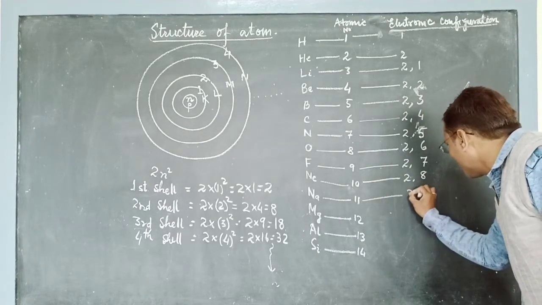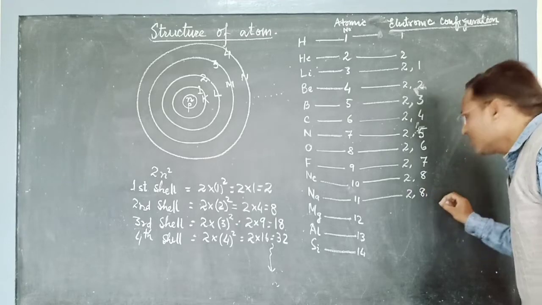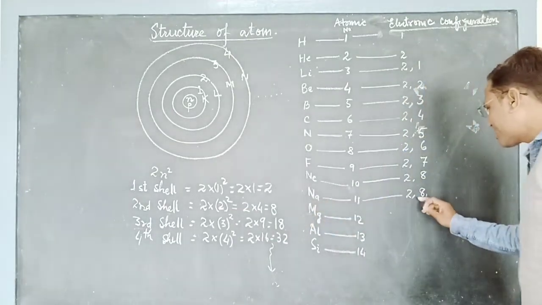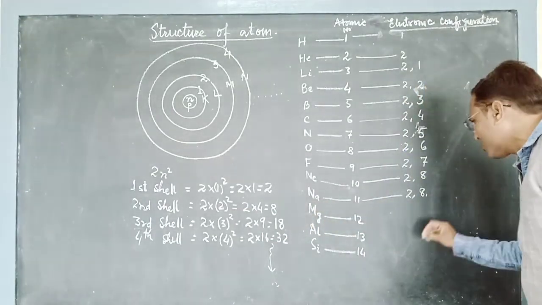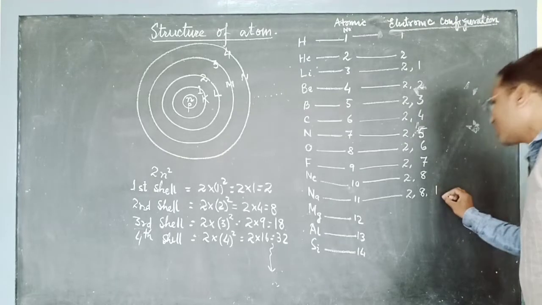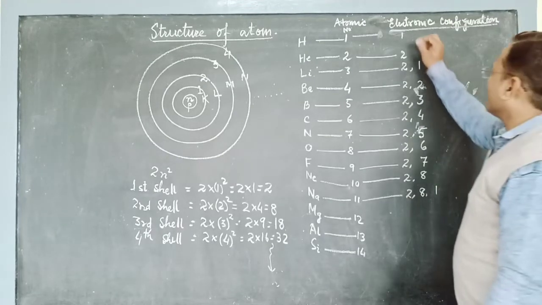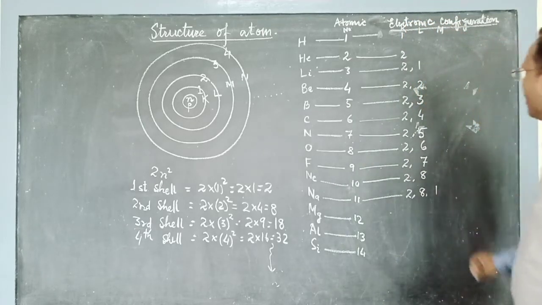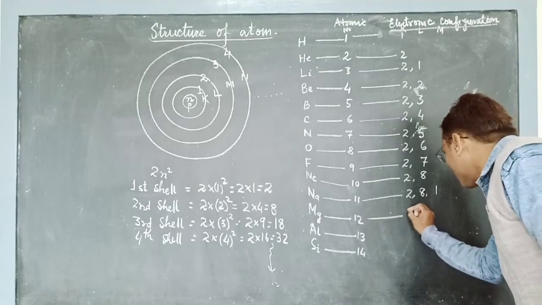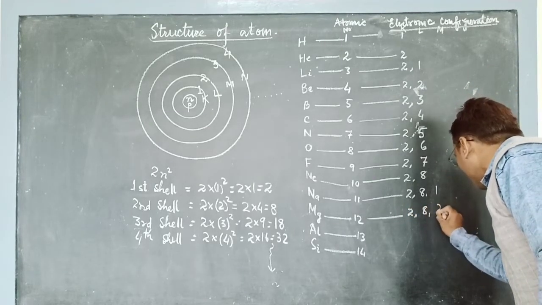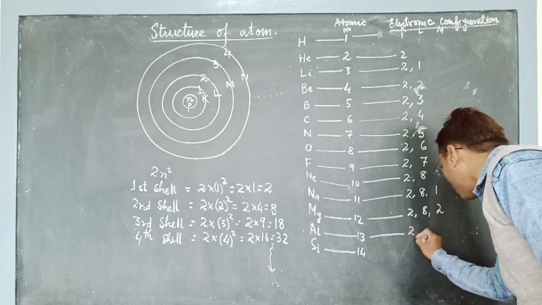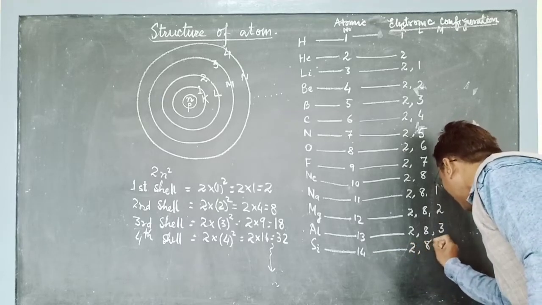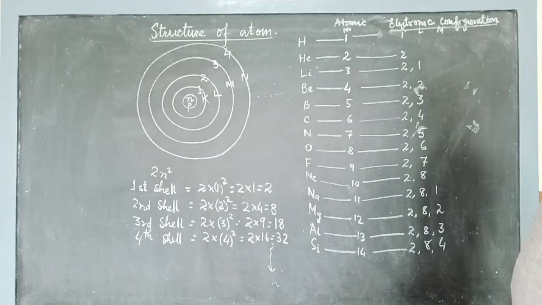In sodium 2, then 8, because in the second shell maximum 8 electrons can be accommodated. So 2, 8 is 10, but it has 11 electrons. So the 11th one will go in the next shell, K, L, M. You can also write at the bottom K, this is L, and here we have M1. Next in this one 2, 8, 2. Then the 13th one 2, 8, 3. The 14th one 2, 8, 4. In this way we have got.